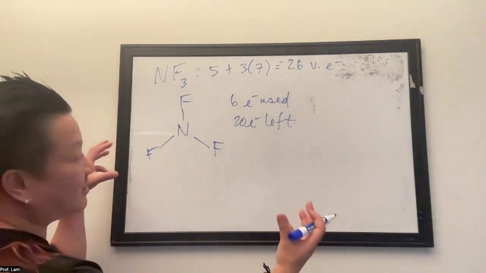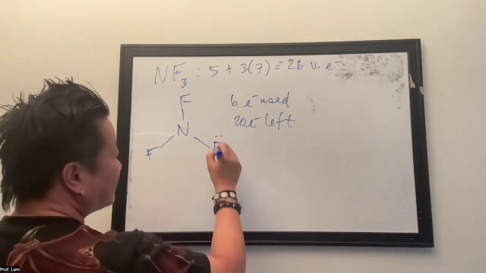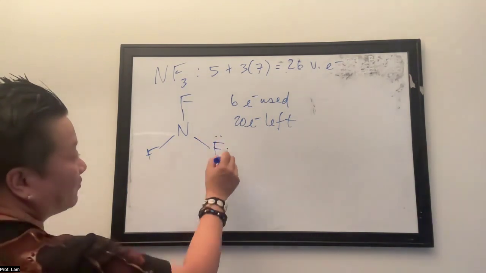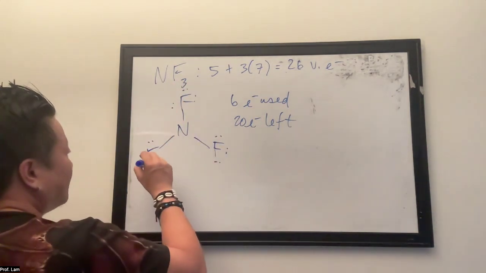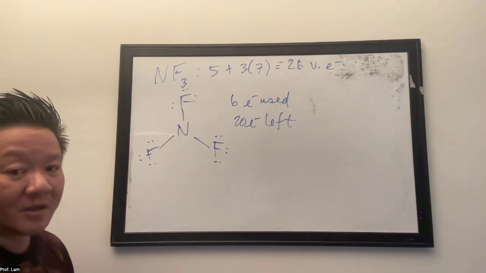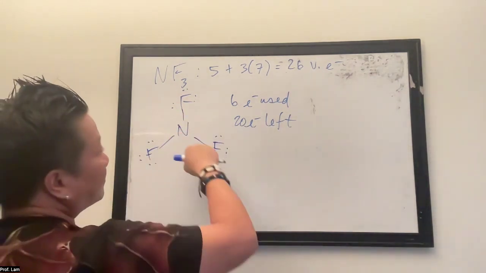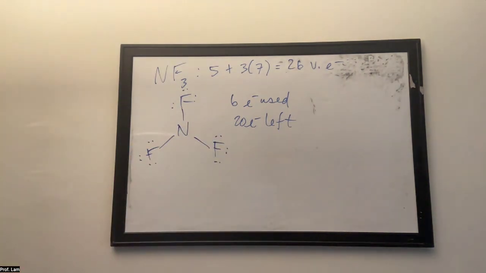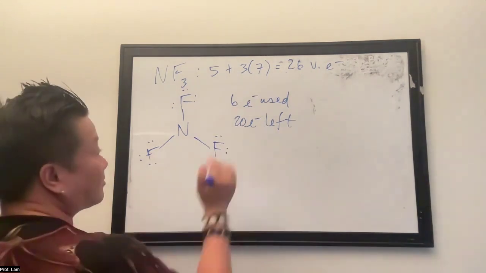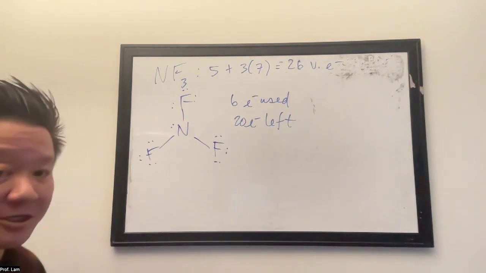We're gonna distribute them as pairs from outside to inside for octet: 2, 4, 6, 8. 2, 4, 6, 8. 2, 4, 6, 8. Okay. So I've used how many? That's 2, 4, 6 dots over 3 fluorines. 6 times 3 is 18. I still have 2 electrons left. I'm going to put them on nitrogen.